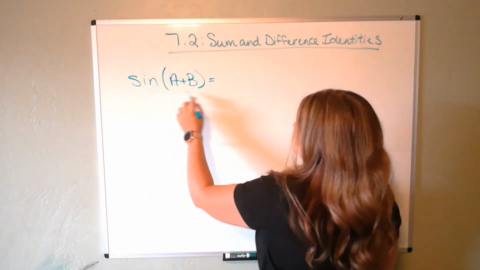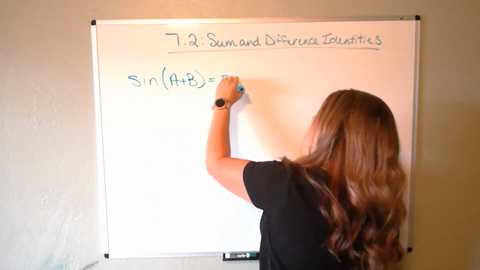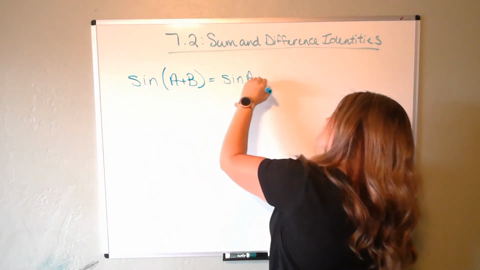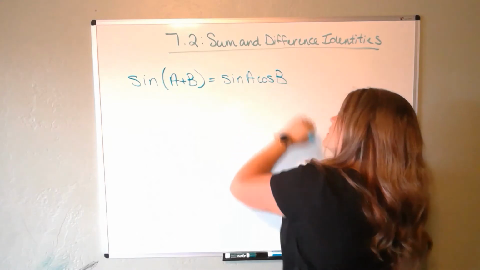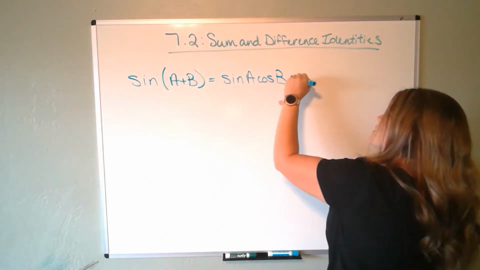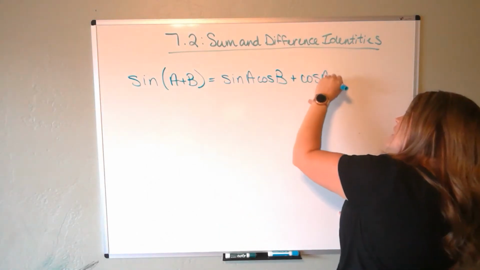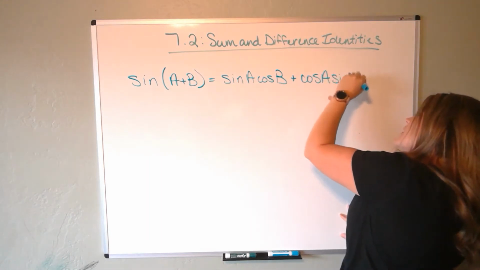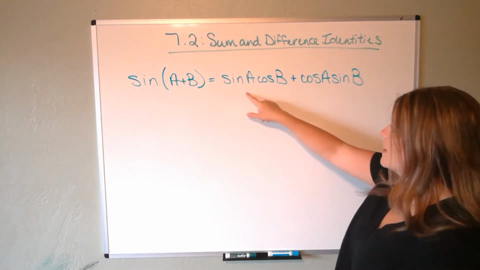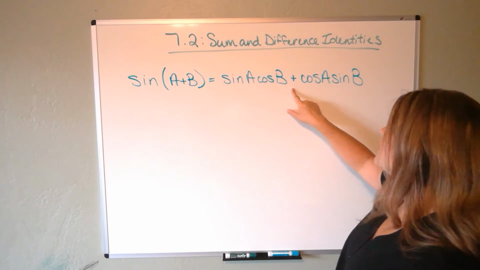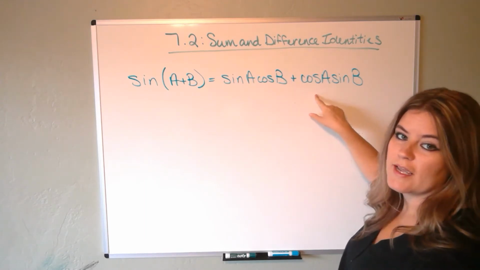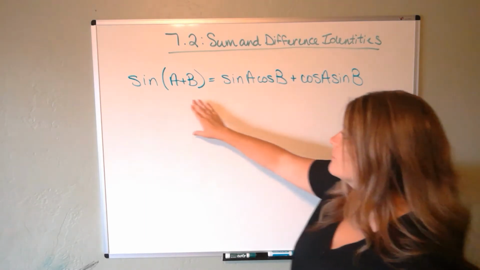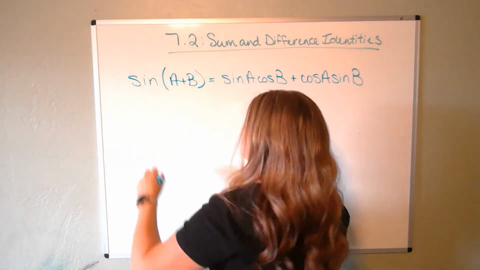Guys, so sine of A plus B is going to be the sine of A times the cosine of B plus the cosine of A times the sine of B. So I have sine A cosine B plus, and then switch it, cosine A sine B. This is how I find sine of A plus B.